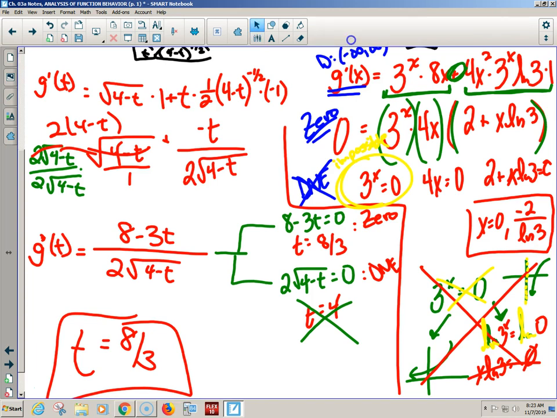Asymptote. Jacob Gigante still lives. He graduated a long time ago.